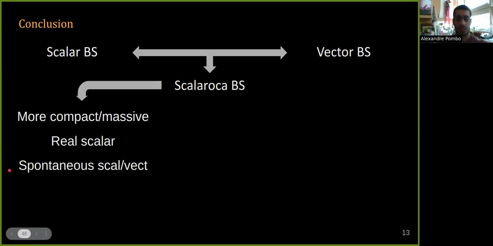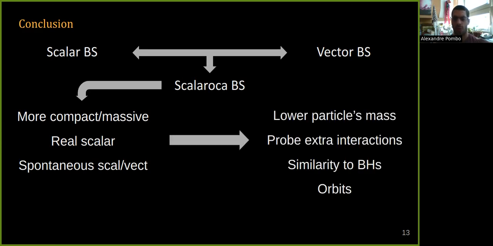They can also yield this strange phenomenon of spontaneous self-scalarization or vectorization. With this, one can impose lower particle masses for the scalar and vector fields, probe extra interactions between these fields, and also observe that these solutions can be similar to black holes in orbits, all while verifying all astrophysical observations.